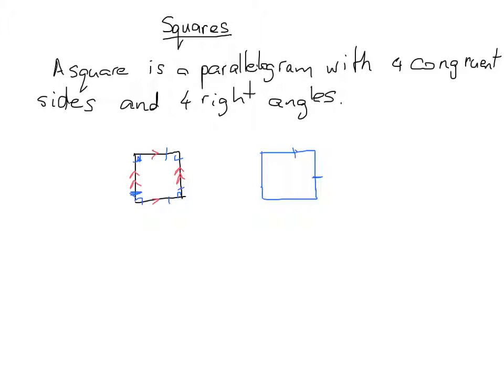Another important theorem here is the fact that, well, we just spoke about it. If it's a rectangle and a rhombus, then it is also a square. All right, so let's try a problem in which we're going to look at a shape and identify if it is or is not a square.